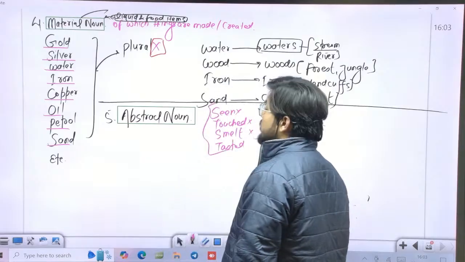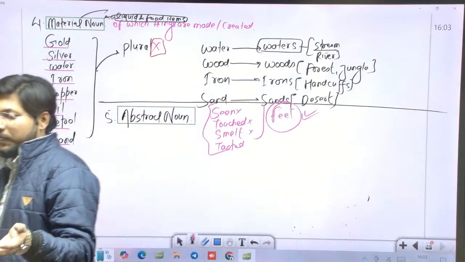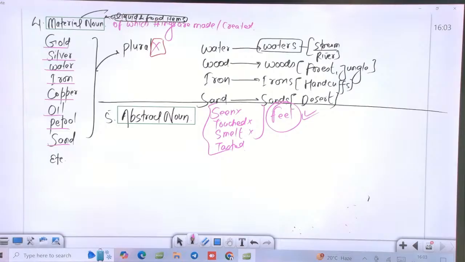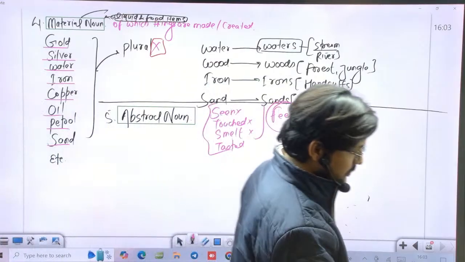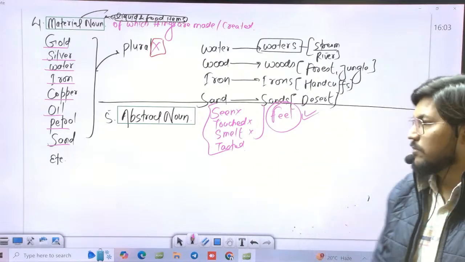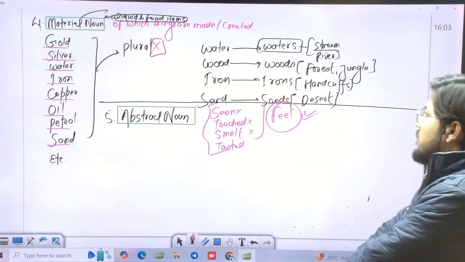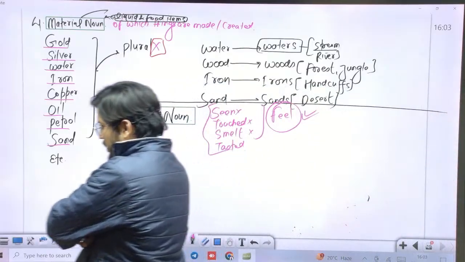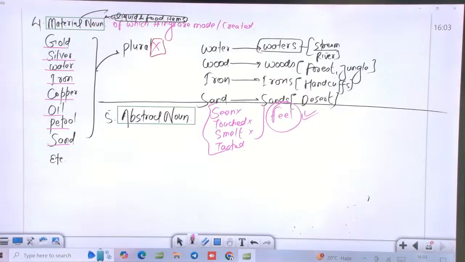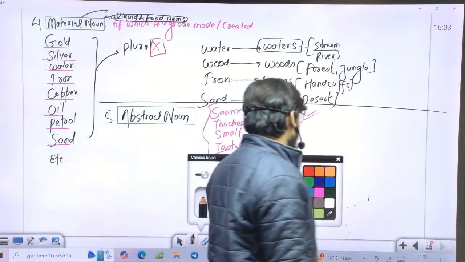So the nouns which cannot be seen, touched, smelt, or tasted, but we can feel them. If you want to note down, take a note. The nouns which cannot be seen, touched, smelt, or tasted, but we can feel them.